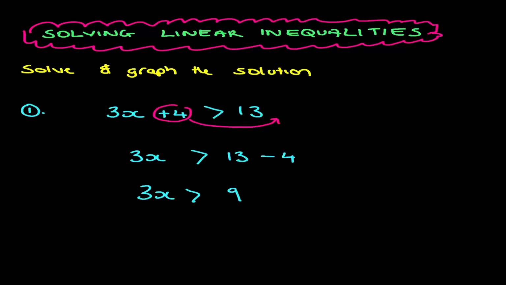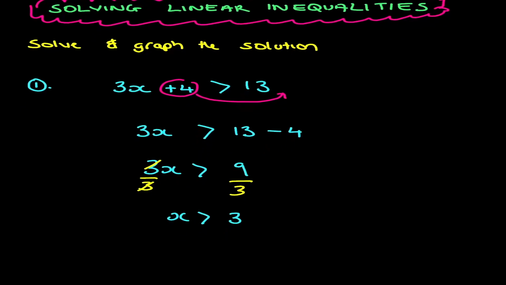And now we just want x by itself. There is a 3 in front of x, so we're just going to divide both sides by 3 to get x by itself. And that would just tell me x is greater than... not 9, 3, because 9 divided by 3 is 3. So x has to be greater than 3.